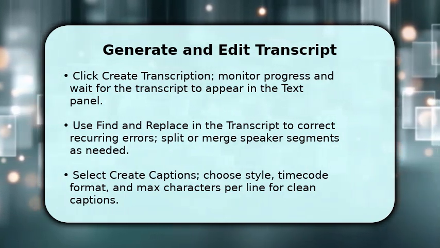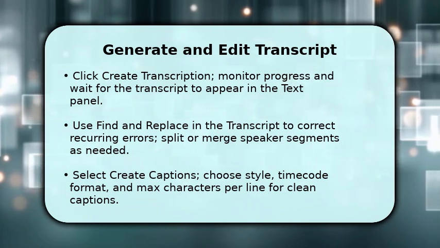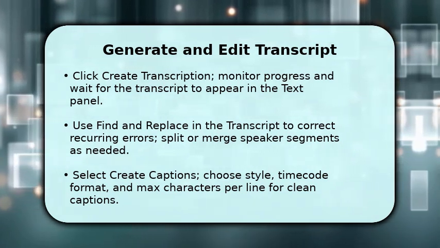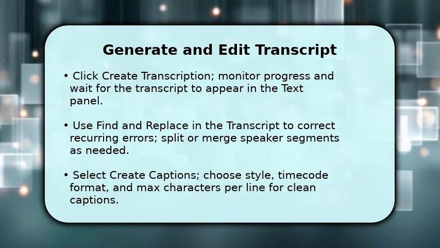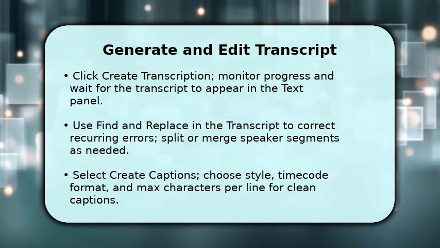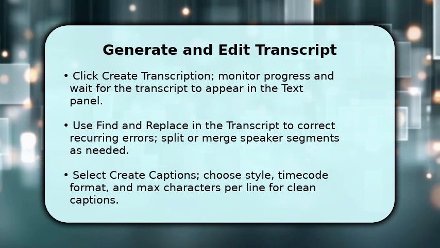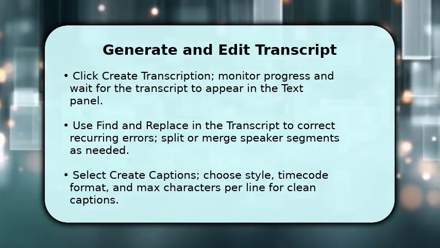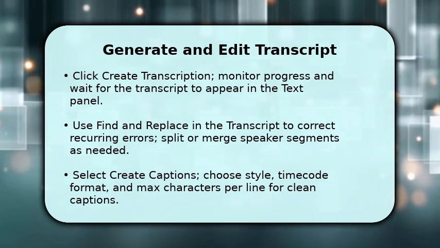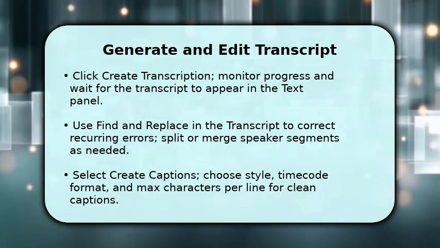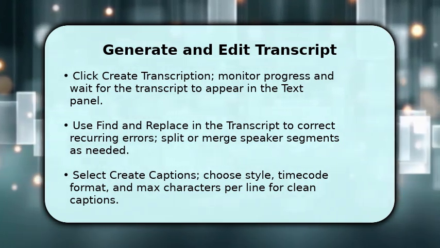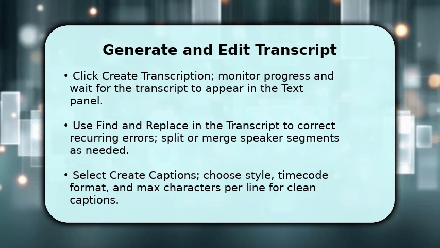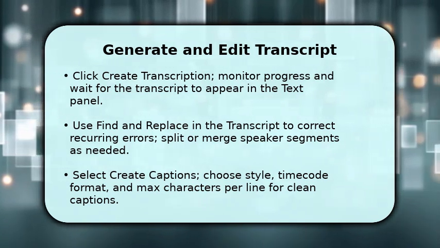Use the built-in edit tools to correct words, apply find and replace for consistent terminology, and split or merge speaker segments so speakers read coherently. Then, select Create Captions and pick the caption format and styling, timecode format, max characters per line, and whether to include speaker labels. Make sure the captions align visually by scrubbing the timeline and adjusting any mistimed blocks manually.